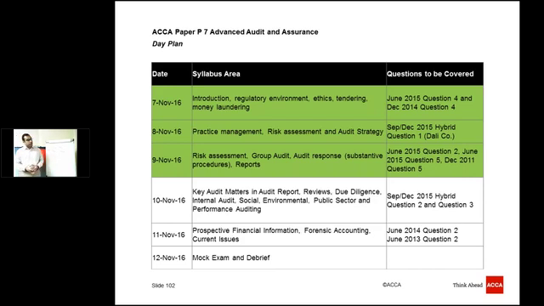And then we'll have the last day tomorrow as far as the syllabus coverage is concerned, before we move on to the exam practice on Saturday. For tomorrow, we've got some important topics too, which is prospective financial information, forensic accounting, and the current issues that are likely to be examined in the paper.